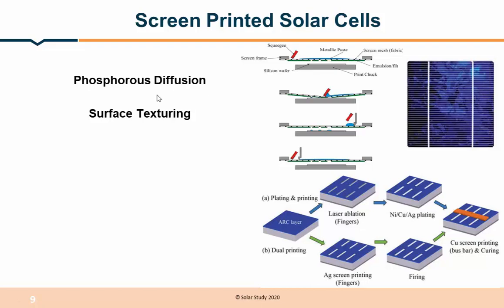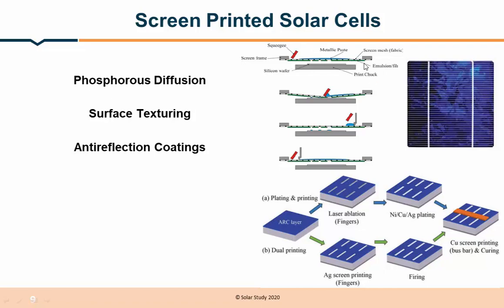That process is called phosphorus diffusion. Basically that technique is called diffusion. You can see in this image what will happen. There will be a silicon wafer. Then after that, the print check will be attached below that silicon wafer. Then encapsulation will be added.